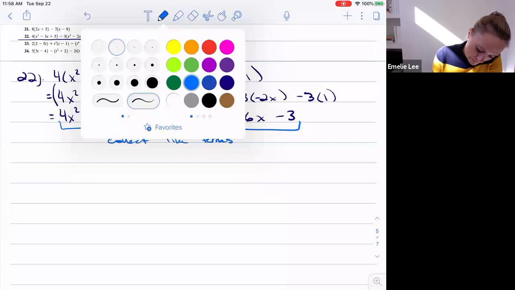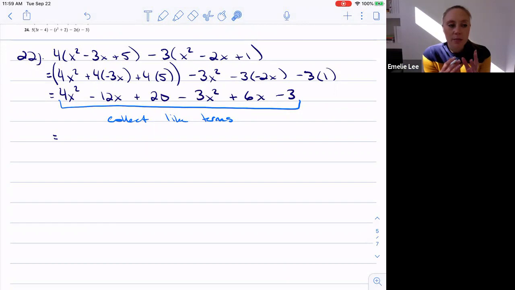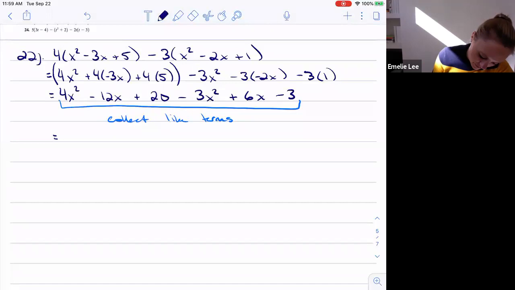So I've got 4x squared and I've got minus 3x squared. So I'm just going to collect them. The reason I'm doing that is you could easily just skip ahead, that's fine. But for me, especially when things get really large, I like to be able to count and make sure that everything's accounted for, because otherwise you might miss a term and then it's lost. So just be careful. So I've got 4x squared minus 3x squared and then minus 12x plus 6x plus 20 minus 3.